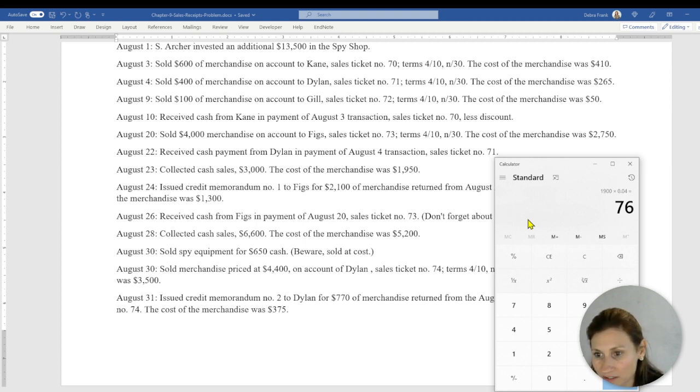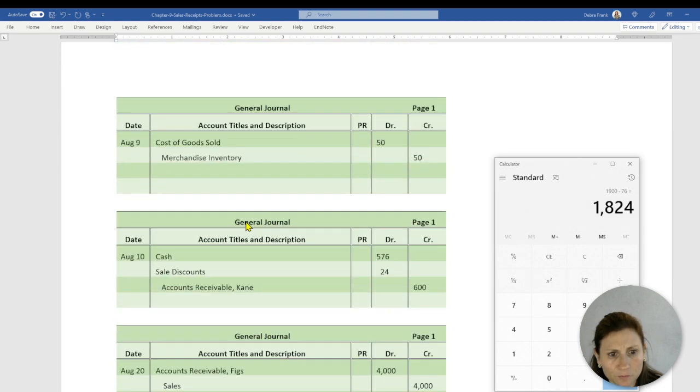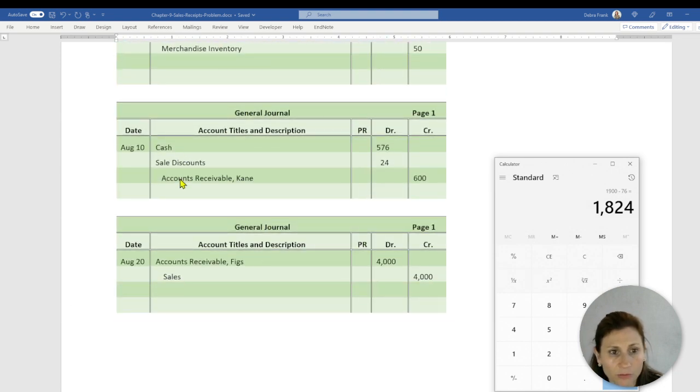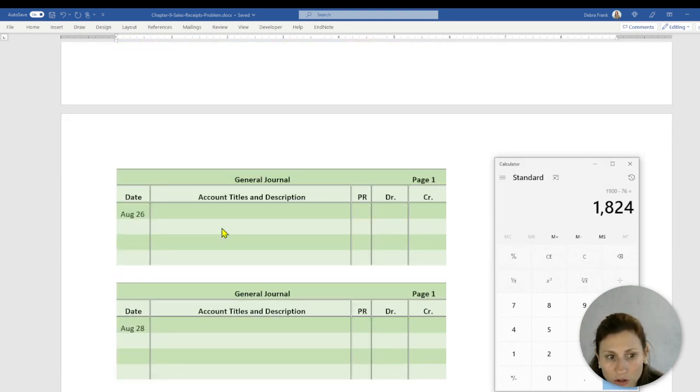They don't owe $76. So of the 4,000, remember again, returned 2,100. So of the 1,900, $76 is not owed because they get that as a discount. So we're going to get $1,824 cash from them. So very similar journal entry. We just had one extra layer because there was returned merchandise. Very similar to the one that we had done for Kane, which was right here. We just didn't want to forget about that returned merchandise.